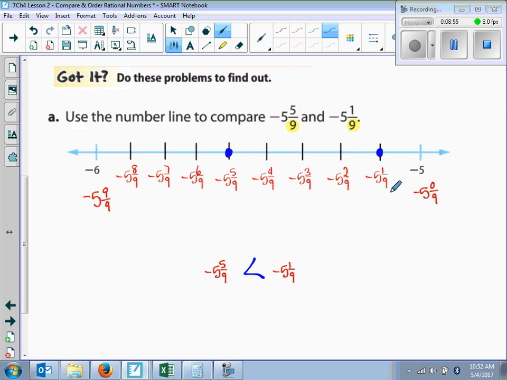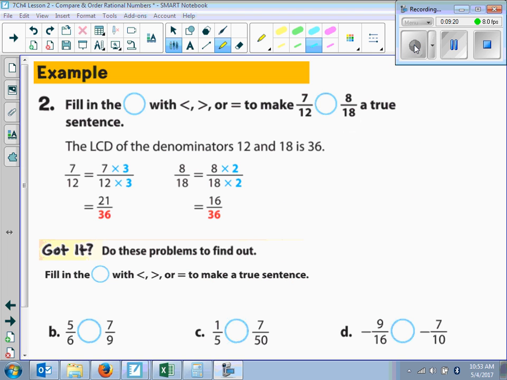Now I want to point it out to you. Does everybody see this? This is 5/9 and this is 1/9. It still applies: when we're dealing with negatives, the larger the digit, the smaller the value. Is everybody clear with that? All right, very good.